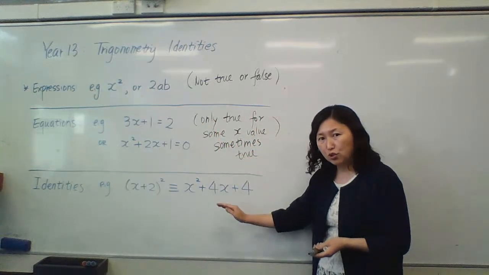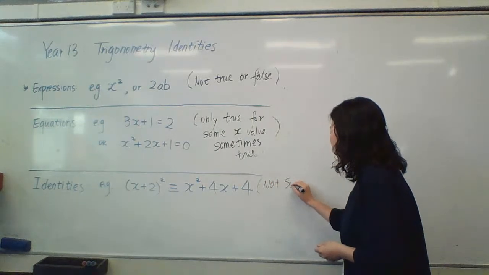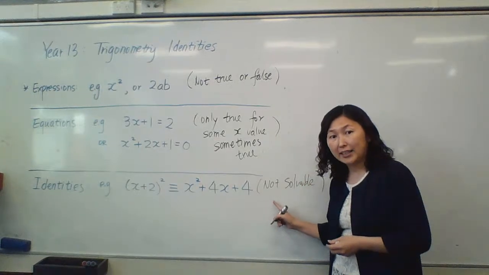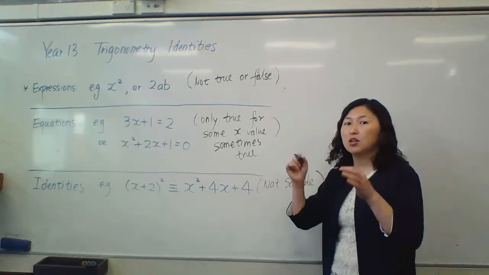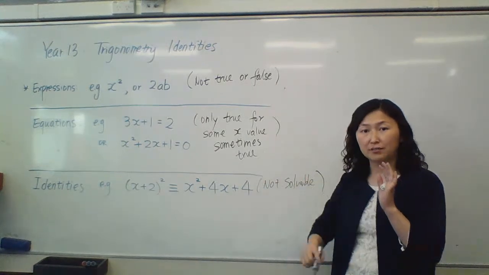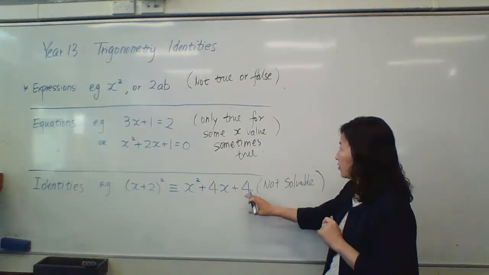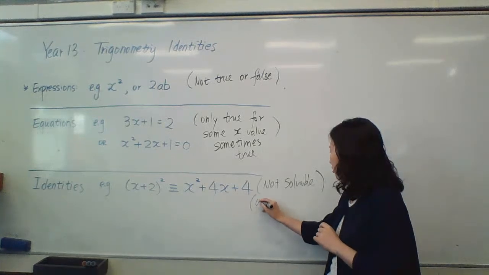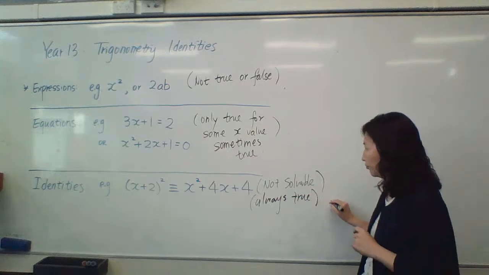And in fact, if you try to solve this one, this is not solvable. This is the key thing about identities. You try to solve it, but you can't solve it. You always end up going back to the starting point of the circle. Okay, so now, what does it mean? This is sometimes true. This is always true. Doesn't matter what x value is.